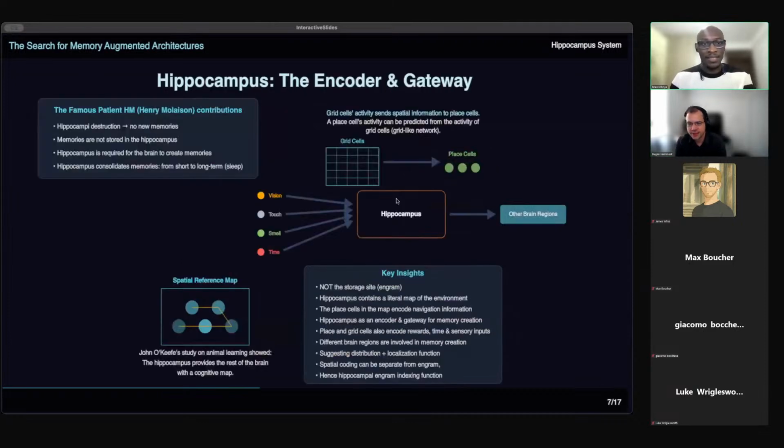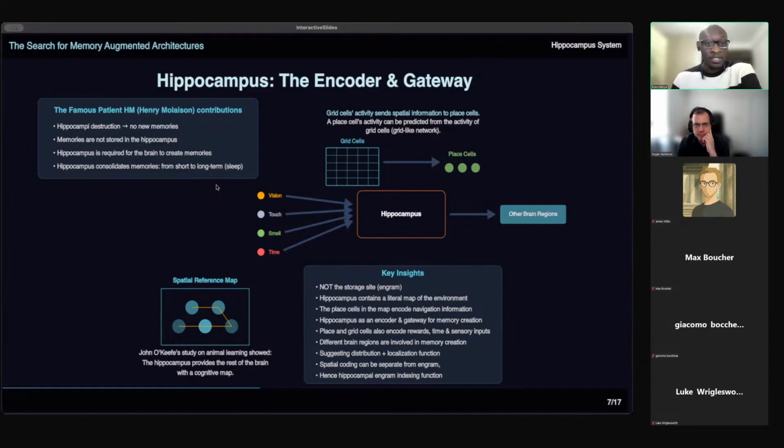Thanks. Next slide. It's the hippocampus system. And as you mentioned, the hippocampus plays a huge role in memory. One of the findings was that the hippocampus is an encoder and gateway for memory. It's not a storage system for memory. And I think the most studied patient was this guy, HM.